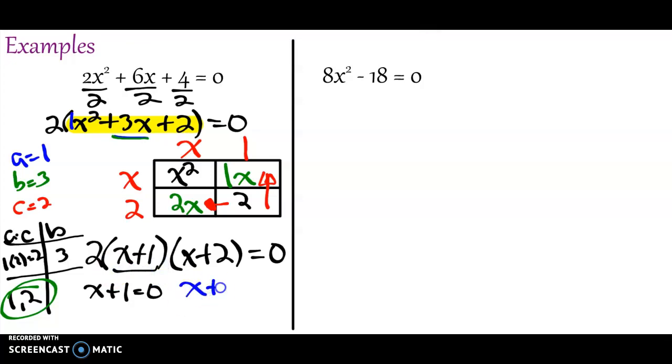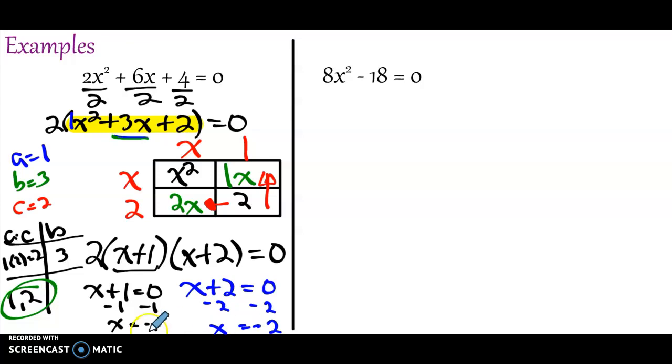And then x plus 2 equal to 0. So in the first case, if I subtract 1, x equals negative 1. In the second one, I subtract 2, x equals negative 2. So those are my two solutions. X equals negative 1, x equals negative 2.